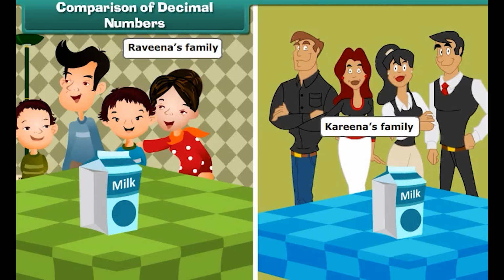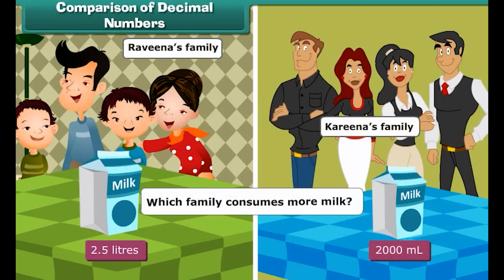Let us look at one more problem. Ravina's family consumes 2.5 liters of milk every day. Her friend Karina's family consumes 2000 milliliters of milk every day. Which family consumes more milk?